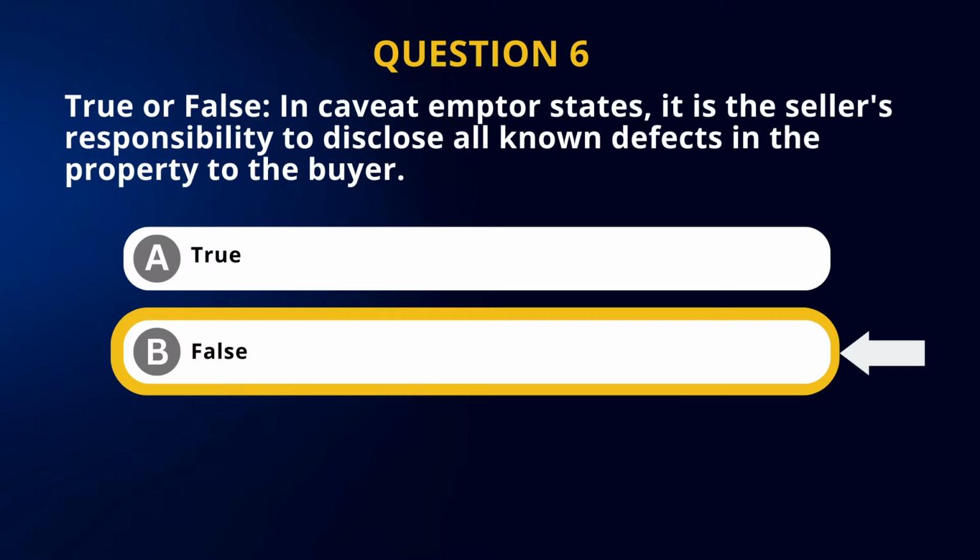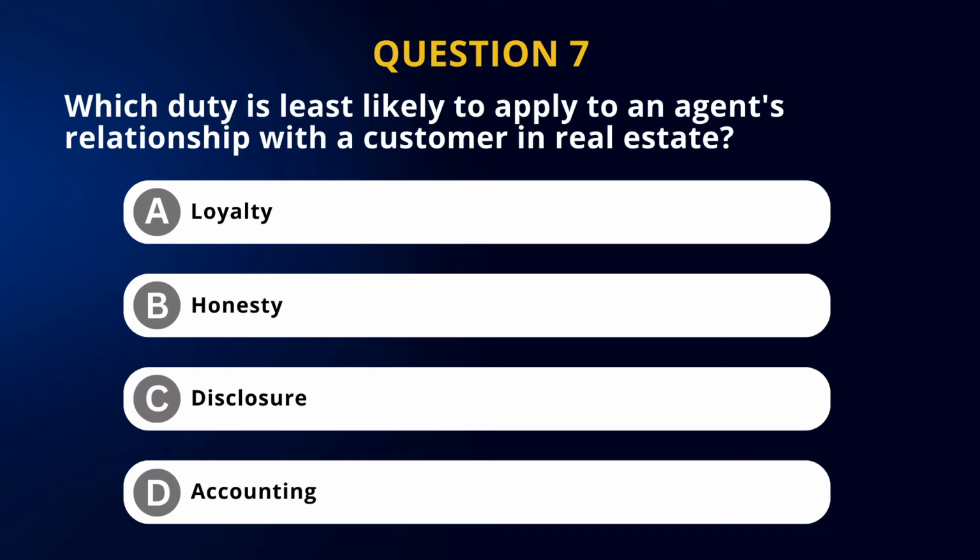Question number 7. Which duty is least likely to apply to an agent's relationship with the customer in real estate? Letter A, loyalty. Letter B, honesty. Letter C, disclosure. Letter D, accounting.